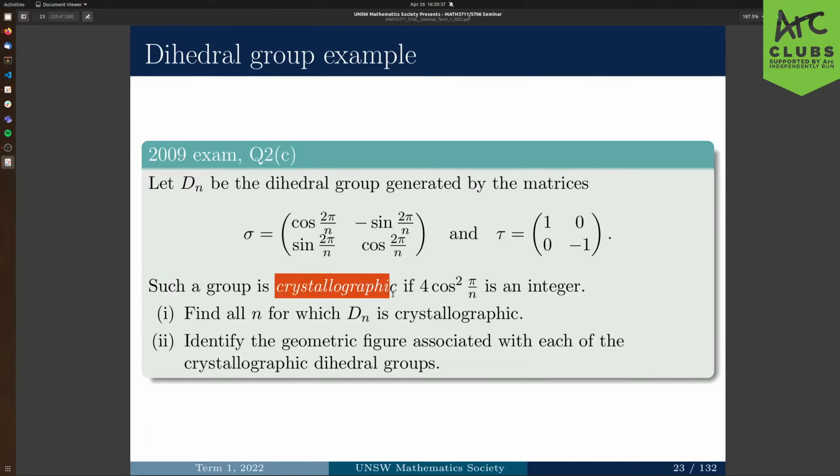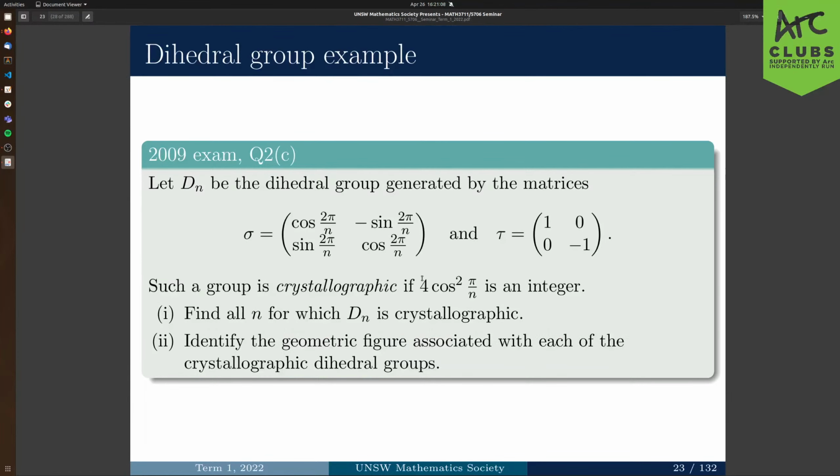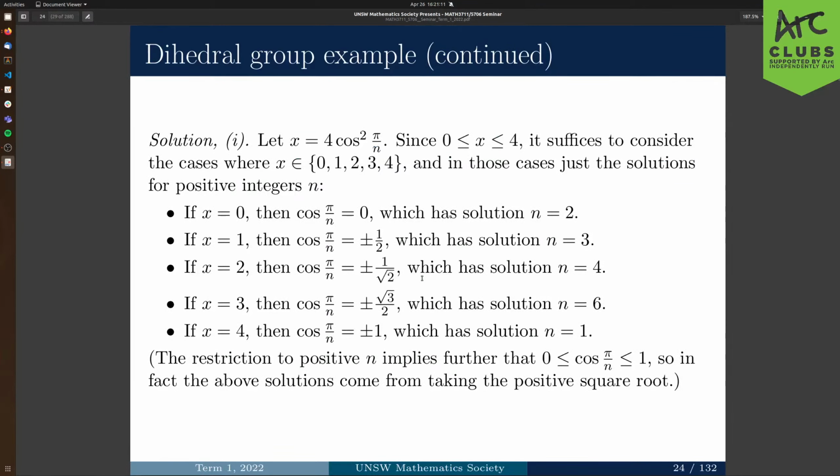I'm going to call one of these groups crystallographic if this number here, 4cos²(π/n), is an integer. If this is an integer, then the corresponding dihedral group is called crystallographic. I'm not quite sure where that term comes from, but that's just what it says in the exam. The first part of this question is to find all n for which this dihedral group is crystallographic, and then we want to look at what kind of geometric figures are associated with each of these crystallographic groups. This first part, I'm not really going to go through, because it's just a bunch of equation solving. This is hardly even algebra at this point.